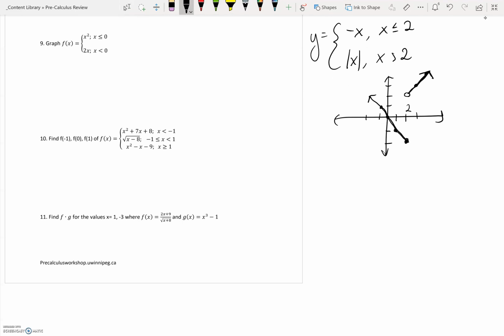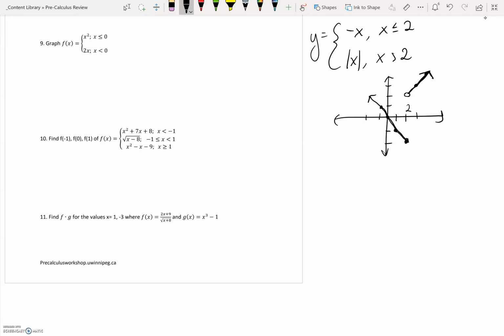Now for question 10, we don't have to graph it, but you can just plug in the values. Just be careful of what that number is because we have to make sure it fits into the domain. So if it's -1, -1 would belong over here because -1 is included in this domain. So you're going to plug -1 into this function, only this function. If it's 1, then you're going to plug it into this function here because x is greater or equal to 1. So this includes 1 in the domain. So you're going to plug 1 into this part of the function only.